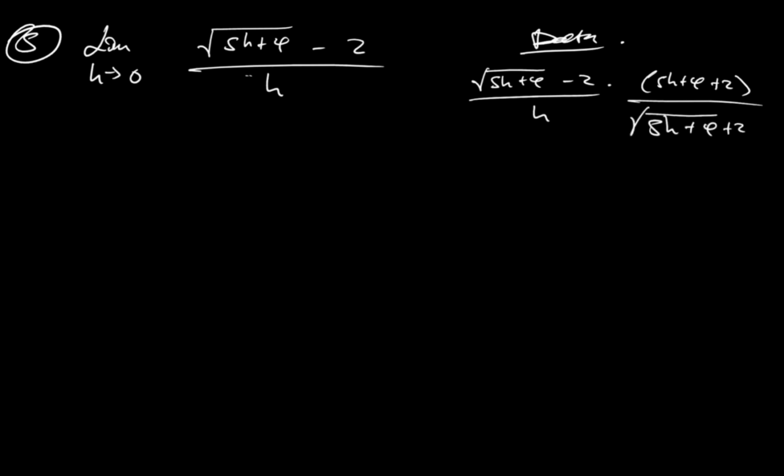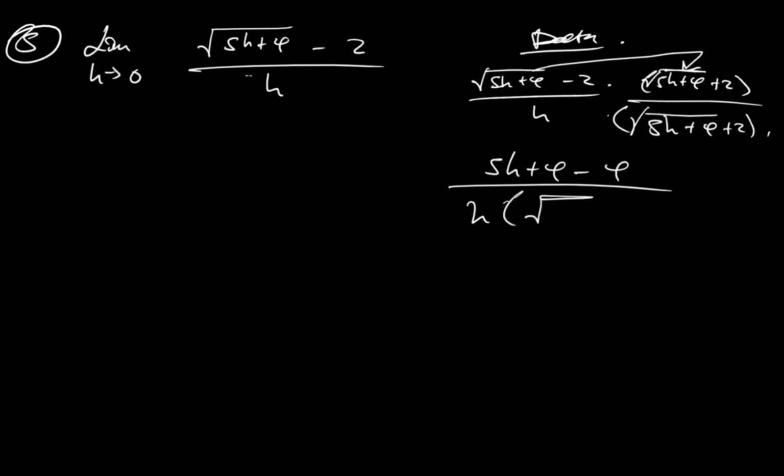This should be the root. So basically, like I said, for conjugate pairs, it's the first with first and last with last. So if this multiplies that, you just get 5h plus 4. Then minus 2 times positive 2 is minus 4 over h times root of 5h plus 4 plus 2. So now 4 minus 4 is 0, so you just end up having 5h over h, open brackets, root of 5h plus 4 plus 2. Now, you know that you can factor out h.